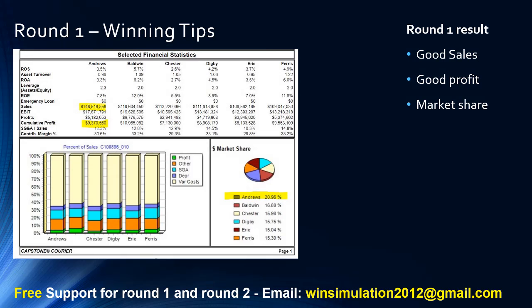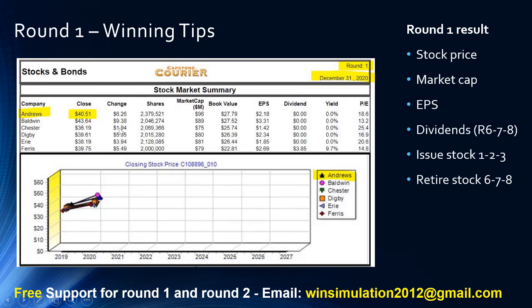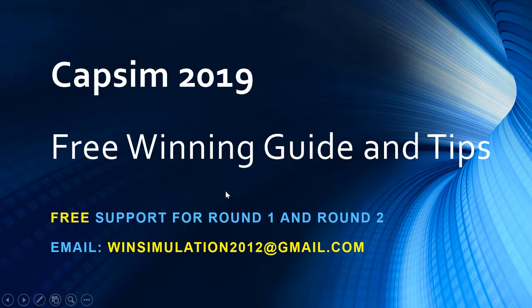So you can see the result of round 1. For example, we get sales of around 148 million and about 5 million net profit. So that's a good result. Also we get the top market share. We even get a very high stock price, and also book value and market cap, right? So this is the overview of round 1.